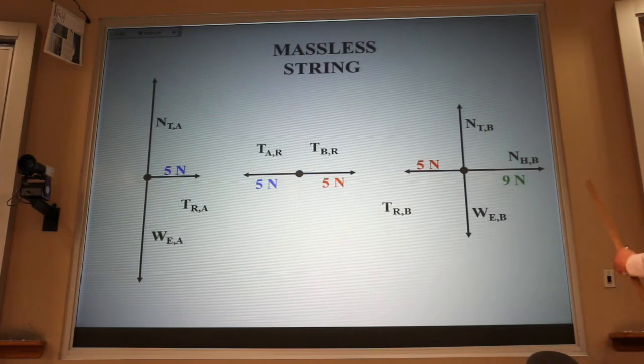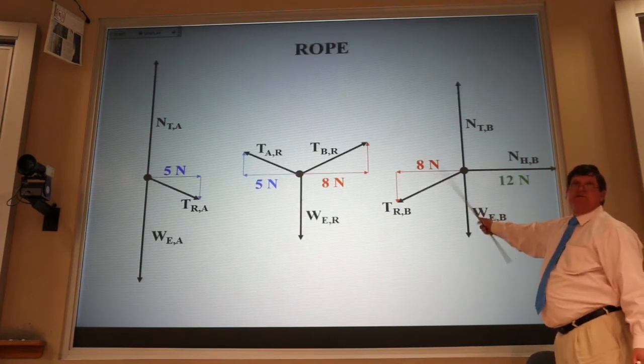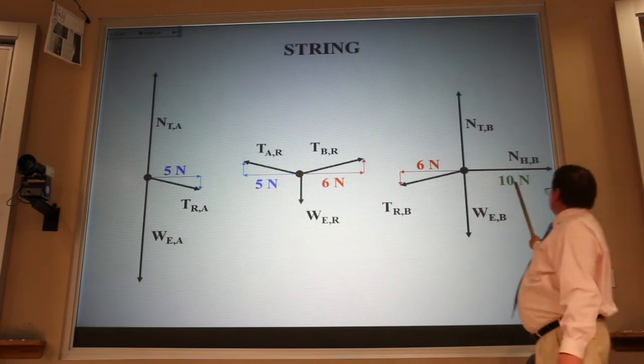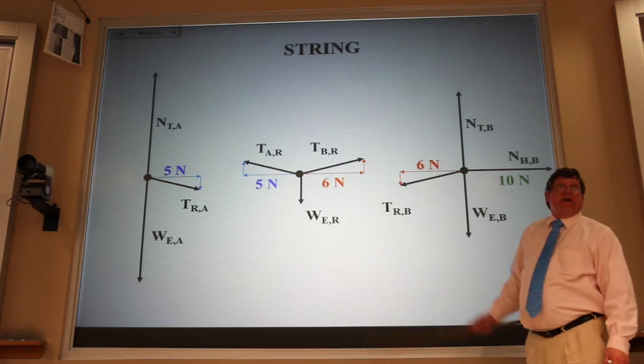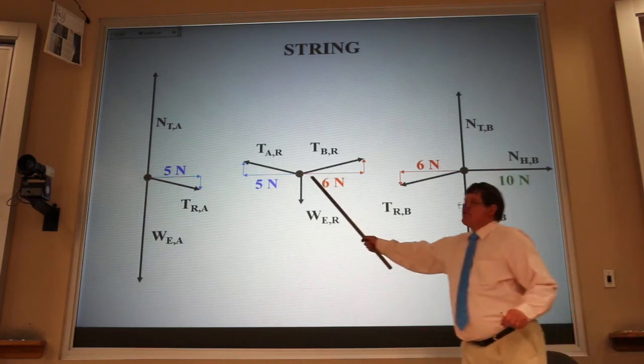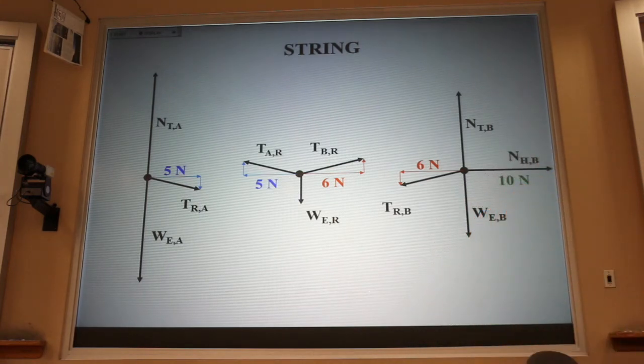Before I had 12 to the right, 8 to the left, that's a net of 4 to the right. Now I've got 10 to the right, 6 to the left, that's still a net of 4 to the right. It's the connector that changes the net force, okay?